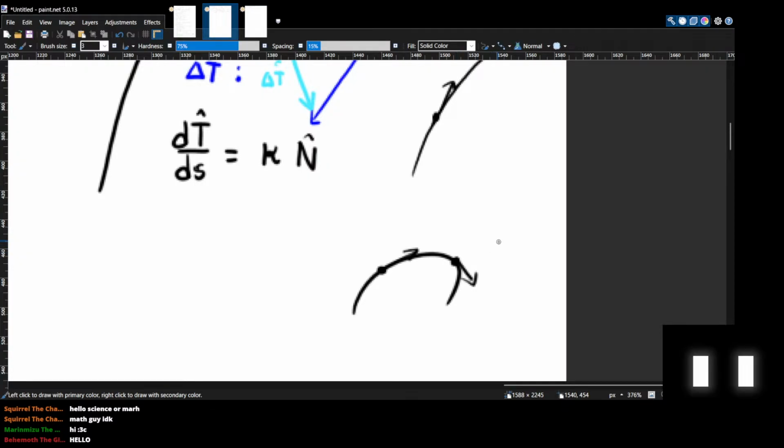All right. So the more it curves, the more the tangential vector changes, which means the higher this whole thing is. We define n here to be a unit vector.